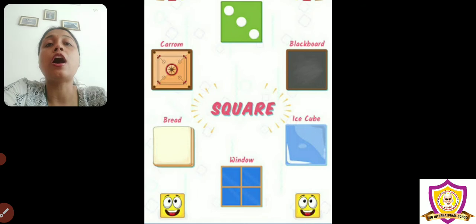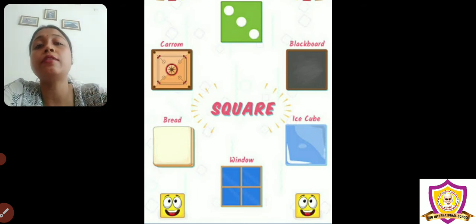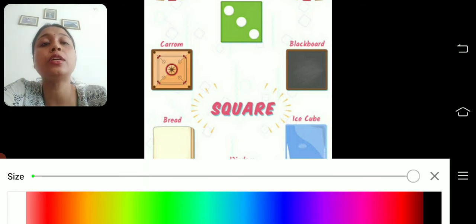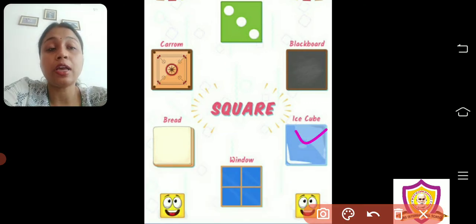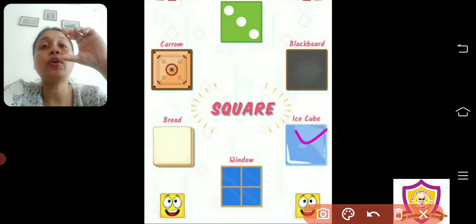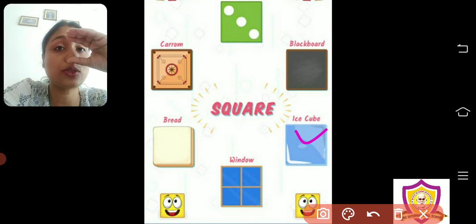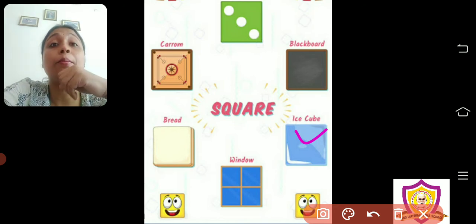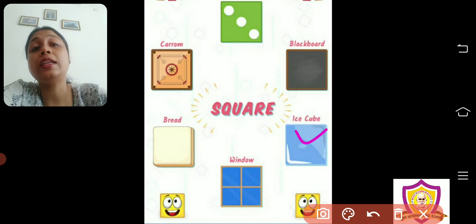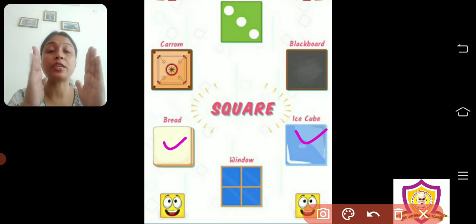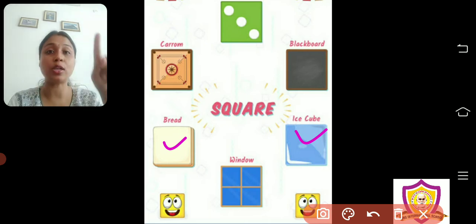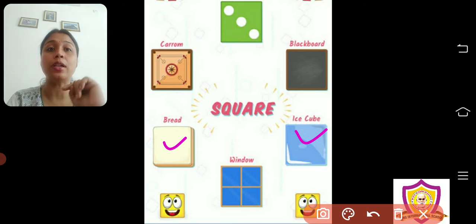First of all, ice cube. I will take my brush and I will tick the objects one by one. Ice cube. Have you seen an ice cube? When we hold it like that, it looks like a square, right? Bread. When we buy bread, it is square shape. Before making the sandwich, it is square shape. It has 4 sides. All sides are equal.